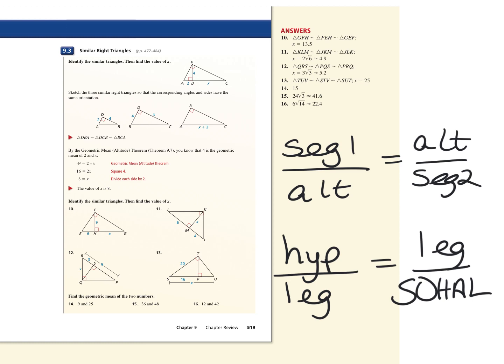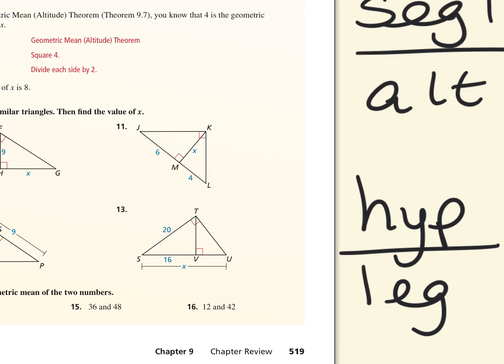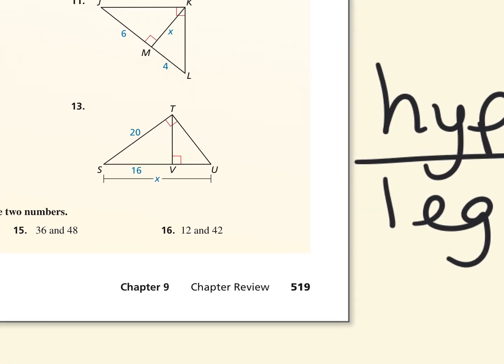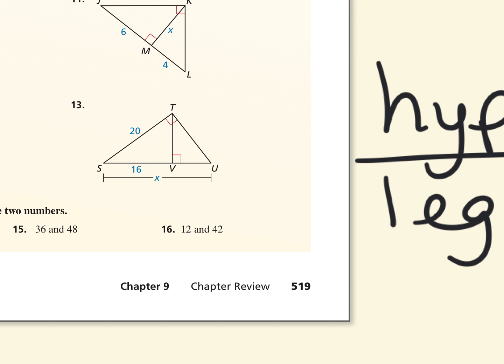Then in 9, let's go ahead and do number 13. Notice this is my original right triangle. Here's the right angle. This is a leg, the X is the hypotenuse, and the 16 is going to be the SOHAL, the segment of the hypotenuse that's adjacent to the leg.